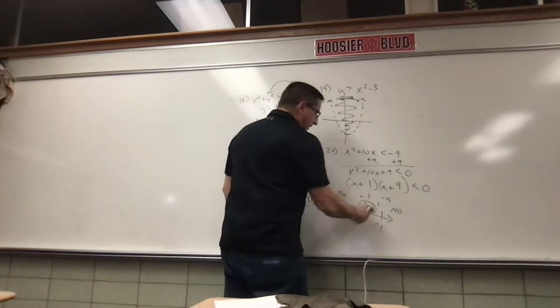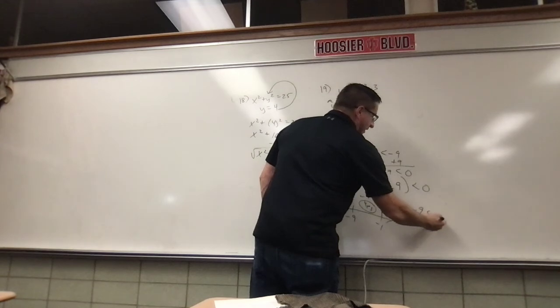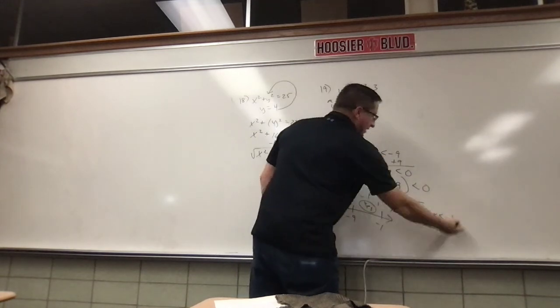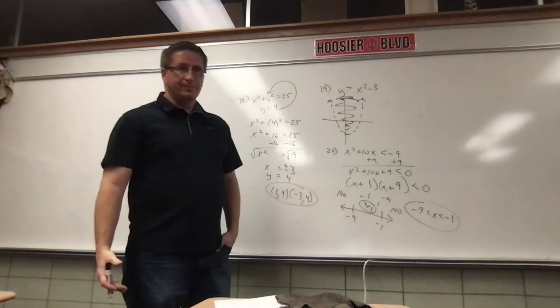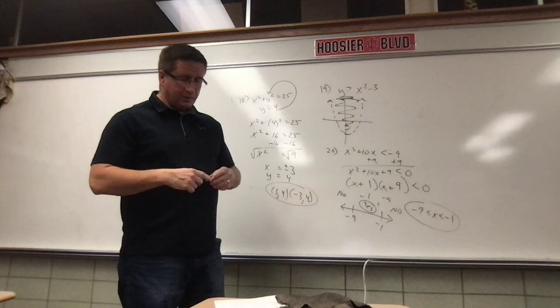So my solution is in between negative 9 and negative 1. So our answer is negative 9 is less than x is less than negative 1. Do I put equal signs under it? No, there were no equal signs to start with, so that's your solution, okay? All right, that's it for the second part of the Chapter 3 test review.